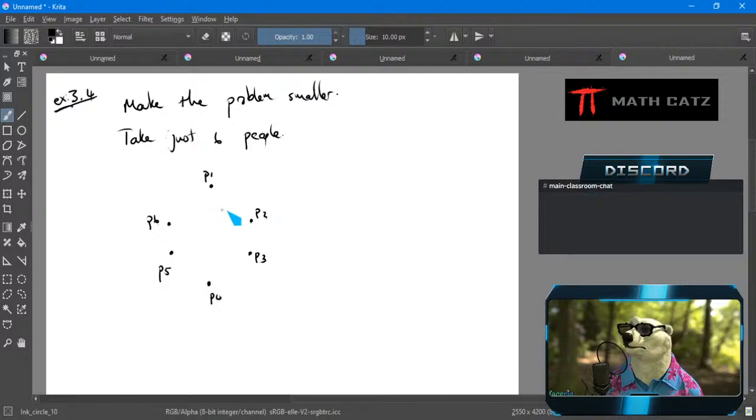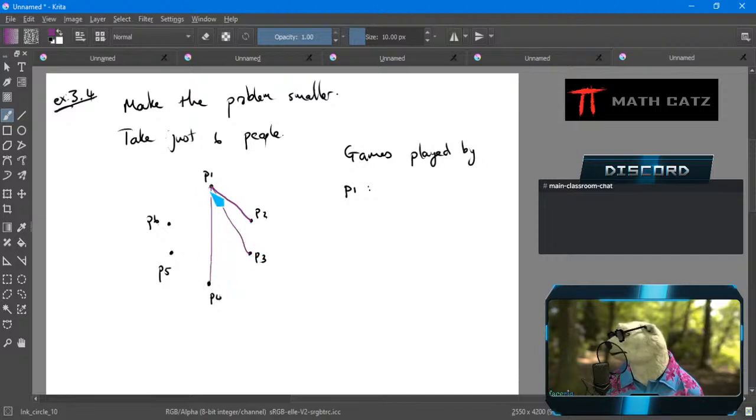It's slightly different. Okay. So now I'm going to make a little table here to keep track of the games played by person 1. I'm going to use some color because it is nice. Ooh, that is a nice color. I like that. Person 1 is going to play against person 2, person 3, person 4, person 5, person 6. That will be 1, 2, 3, 4, 5 games. 5 games.